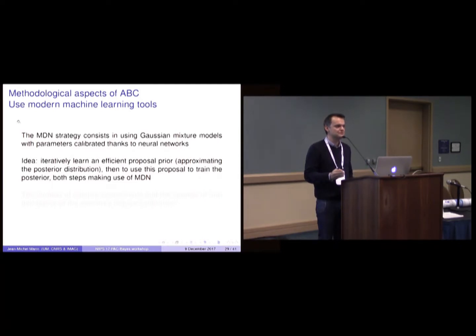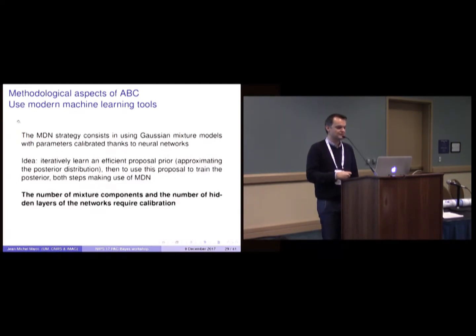So in some sense, you localize by learning a prior with a network, it's a sort of autoencoder of things. And then you connect this prior to train the posterior, also using a mixture density network.